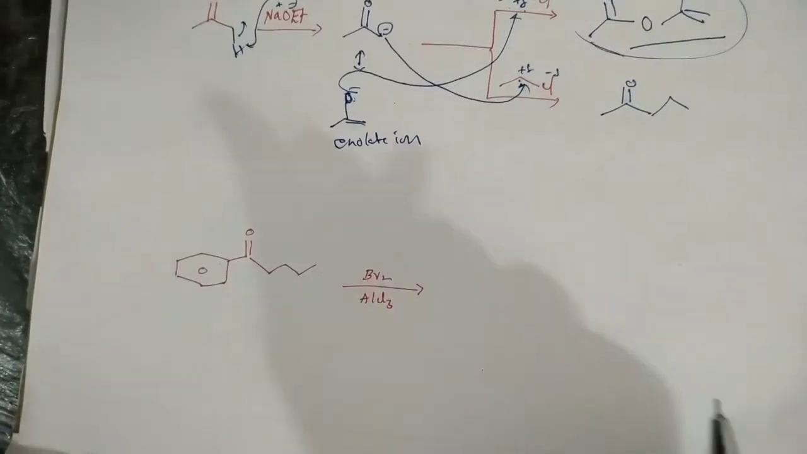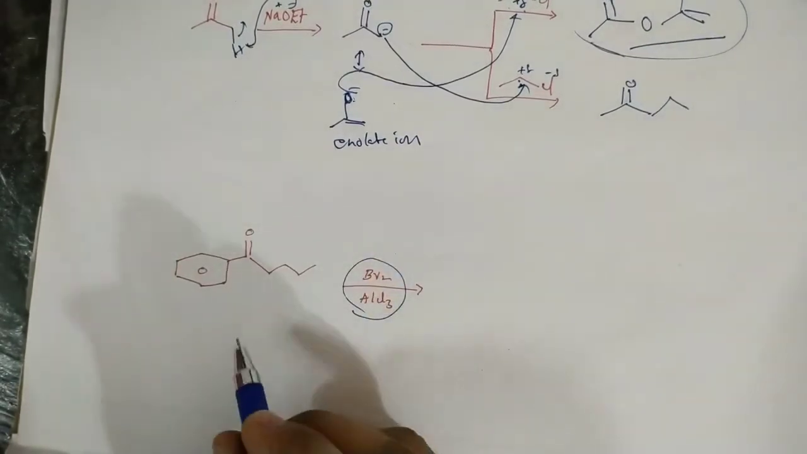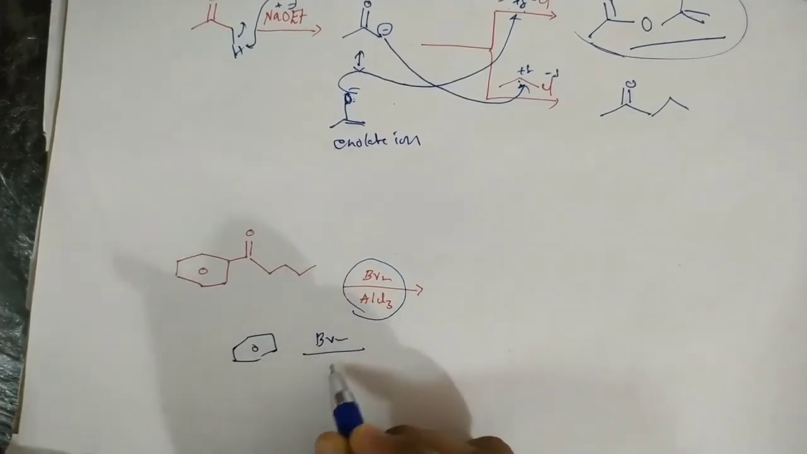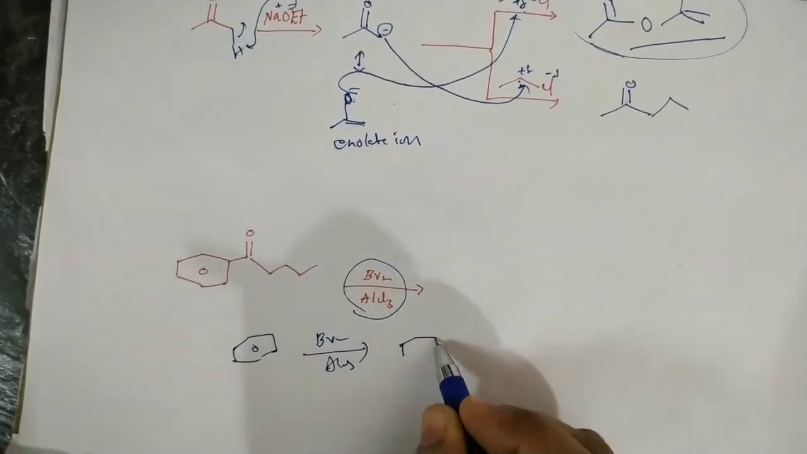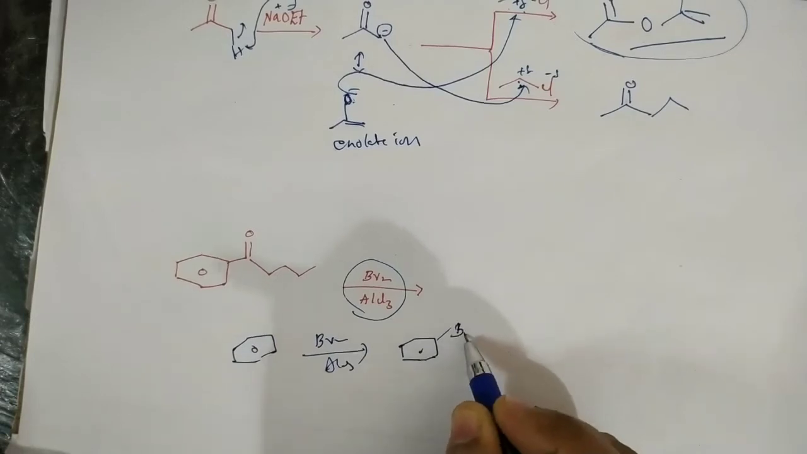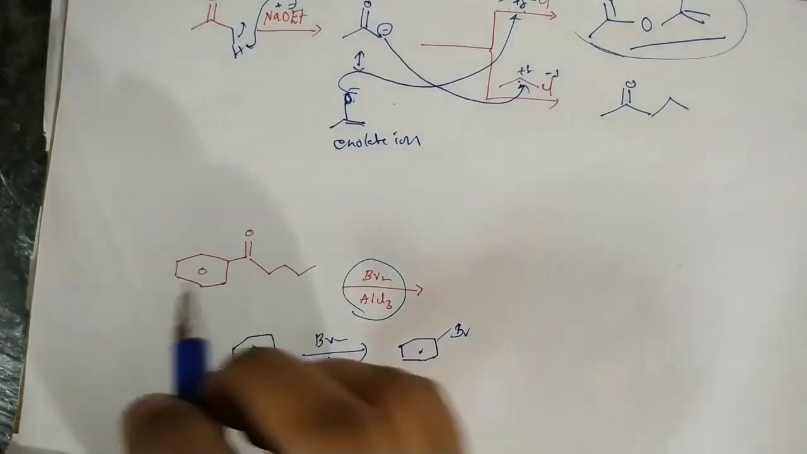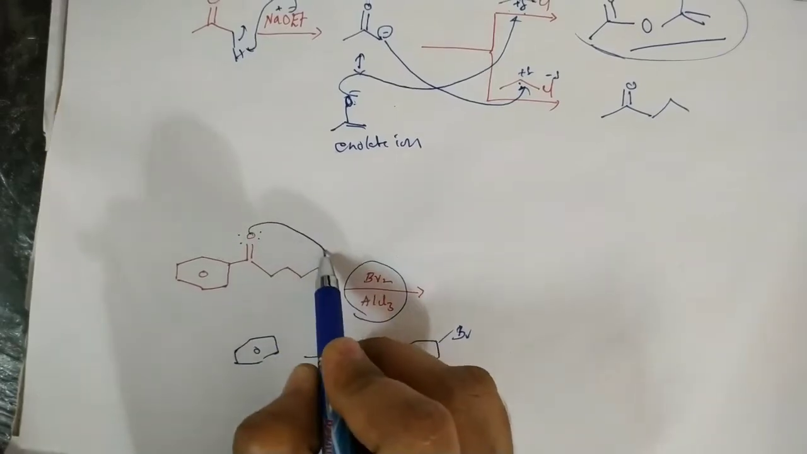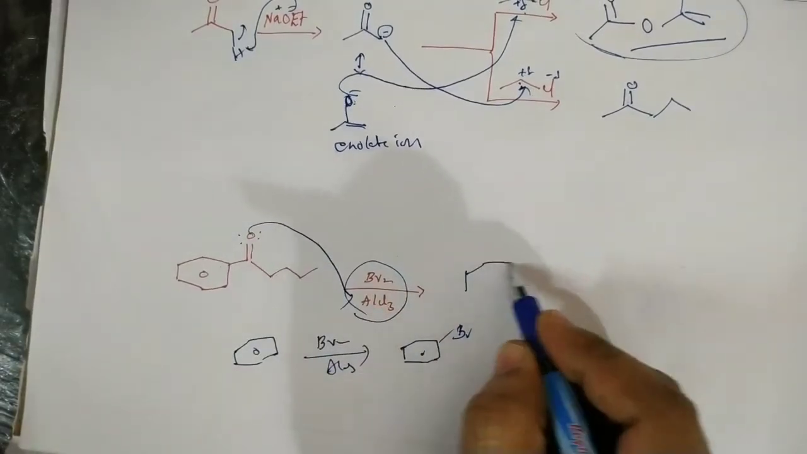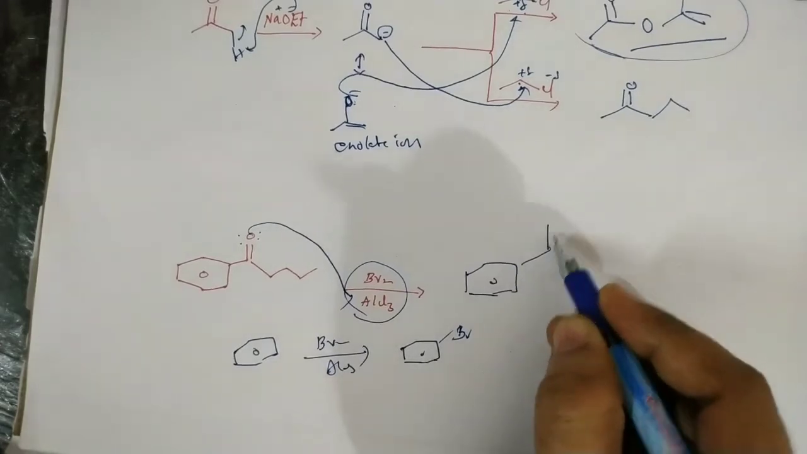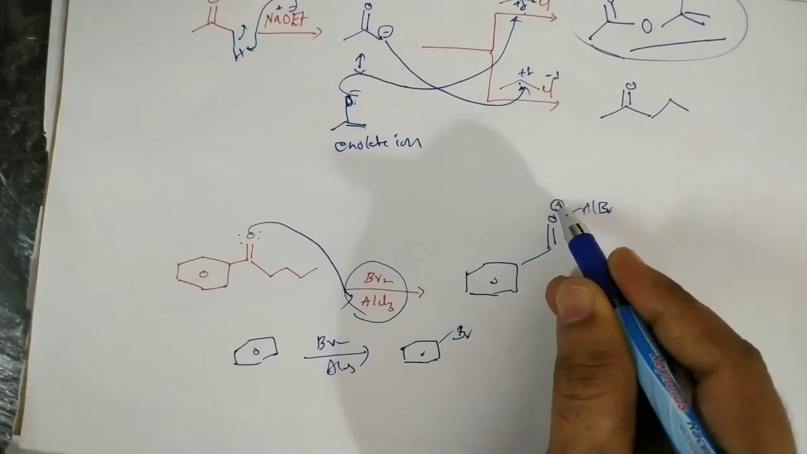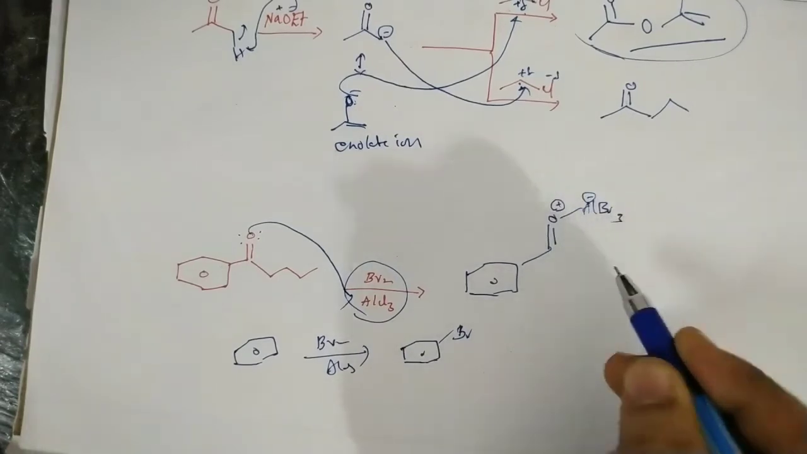So next, one more question. Br2, AlCl3. Actually, if you take benzene with Br2 and AlCl3, you will get bromobenzene. Okay, so H plus is replaced by bromine. But in this case, first of all, the Lewis base attacks the Lewis acid. So this one, OAlBr3, this one carries a positive charge, this one carries a negative charge.